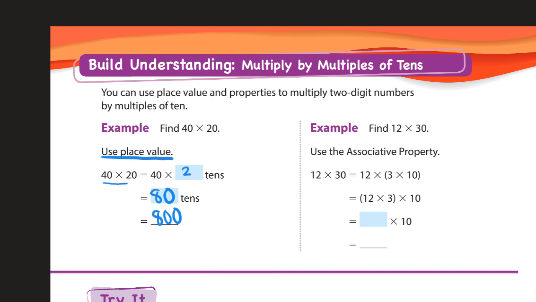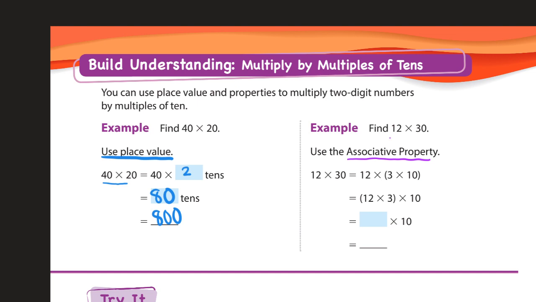In the second example, they want us to use or to think about the associative property. And that means that when you have multiplication, when you're multiplying different factors, you can group them however you'd like, and you will still get the same answer. So sometimes we might do that because maybe there are two numbers we can multiply that are easier than another set of two numbers.